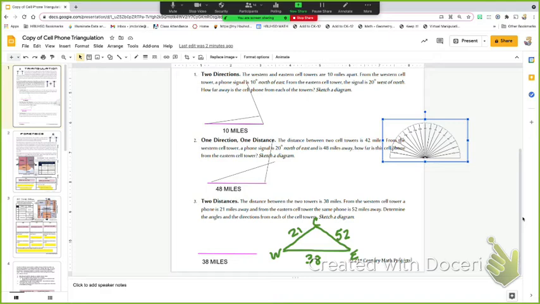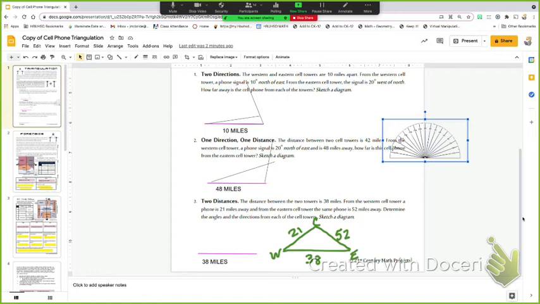Your goal is to determine the angle and the direction from each tower. So you need angle W and you need angle E. But you've got to find them in a specific order. What angle are you going to find first? The smallest, which is E. And then you're going to find C. Even though you only want E and W, you've got to find them in order. So we're going to find E, then C, and then W.